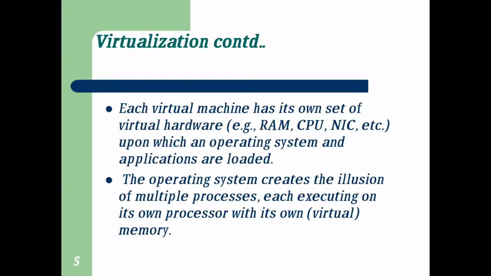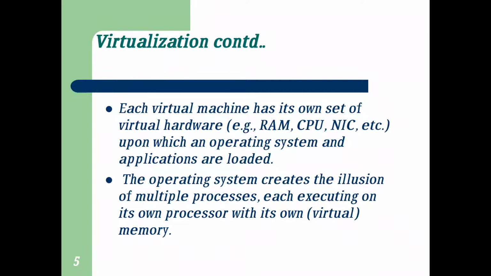Next, each virtual machine has its own set of virtual hardware: RAM, CPU, NIC. NIC means network interface card, upon which an operating system and applications are loaded. Here you don't get confused with the thing that each virtual machine has its own set of virtual hardware. Here we are saying that we are having a set of hardware but which are virtual, okay.